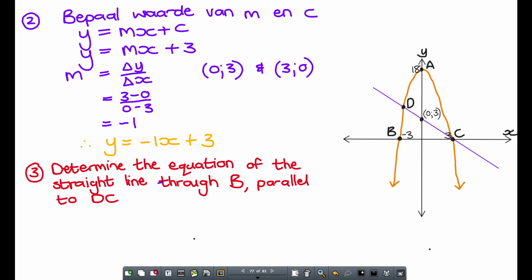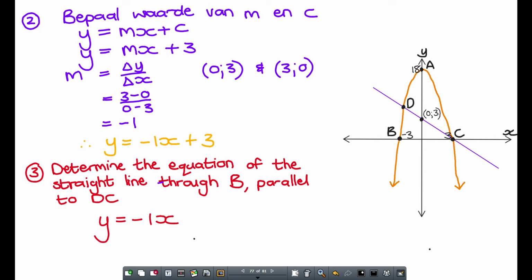Right, number 3 says determine the equation of the straight line through B parallel to DC. Okay, nou die eerste ding wat jy vir my moet onthou. Jou lyn sou so iets gelyk het. Hy sou deur B gegaan het en hy moet parallel wees aan daai ander blou lyn. Omdat hy parallel is, weet ons dat ons gradiënt moet dieselfde wees. So, immediately I knew that it was going to be y is equal to minus 1x because the gradients must be the same because the two lines are parallel.